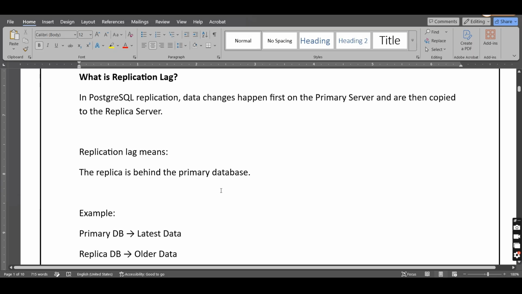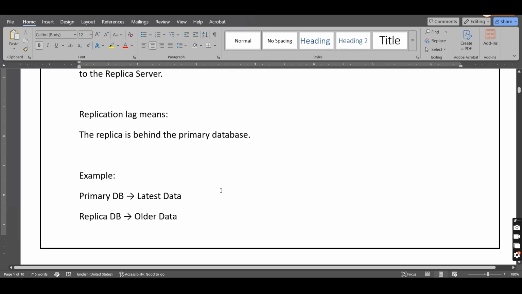Replication lag means the replica is behind the primary database, so the updates are not applied at the right time on the standby instance. For example, the primary database has the latest data and your replica DB doesn't. This is the replication lag, guys.